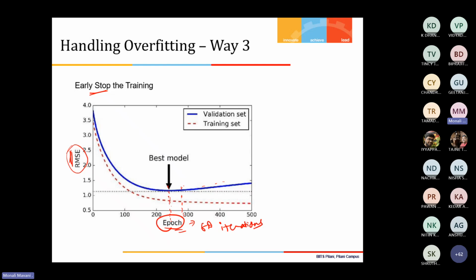So again, this is one of the criteria: when should we stop the gradient descent iterations? You can say that when you achieve this many iterations, you stop.